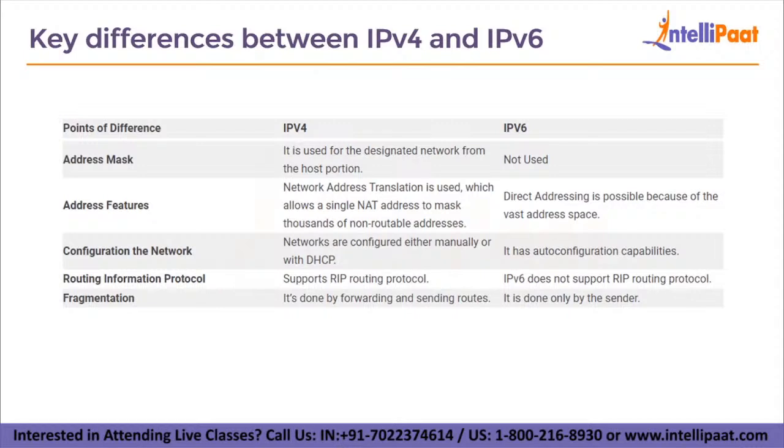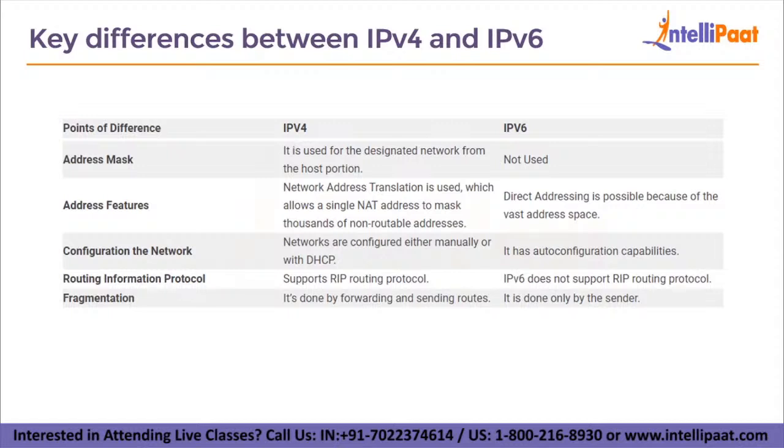When it comes to address features, in IPv4 we have network address translation, which in turn allows a single NAT address to mask thousands of non-routable addresses. And coming to IPv6, direct addressing is not possible because of the vast address space. So you can share IP addresses in IPv4, but it is not possible in IPv6 because there are already a lot of address spaces available, so sharing here doesn't make sense.